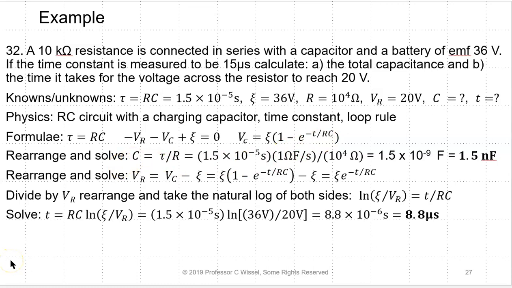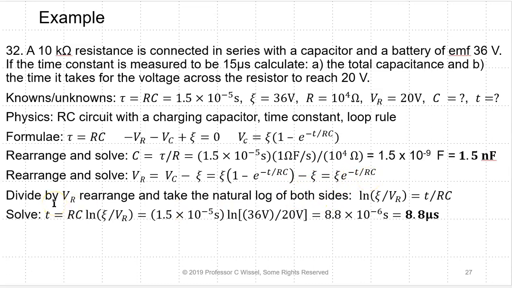The capacitance C equals the time constant over R. So that's 1.5 times 10 to the minus 5 seconds, times the units conversion, divided by 10 to the 4th ohms. It is 1.5 nanofarads. Rearrange and solve for VR. VR equals VC minus the EMF, or the EMF times the quantity 1 minus the exponent minus T over RC, minus the EMF, and that equals EMF times the exponent minus T over RC.